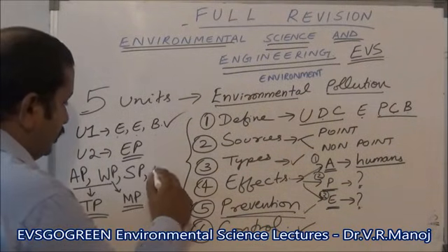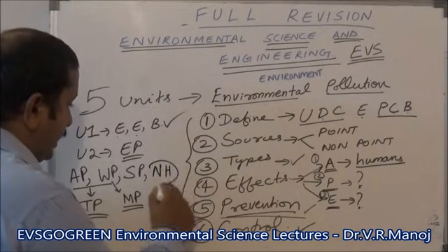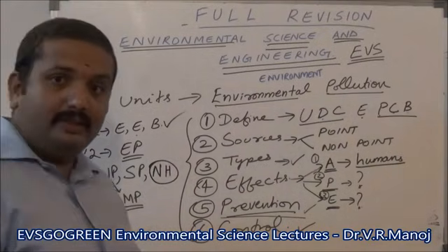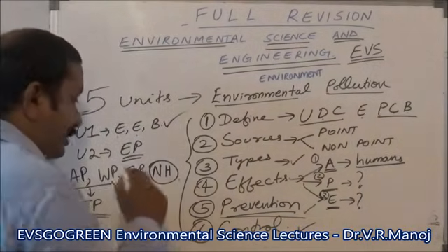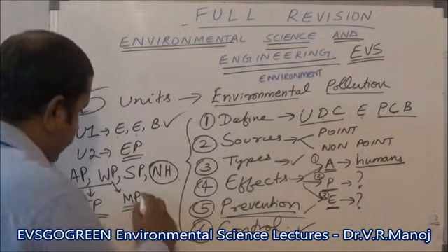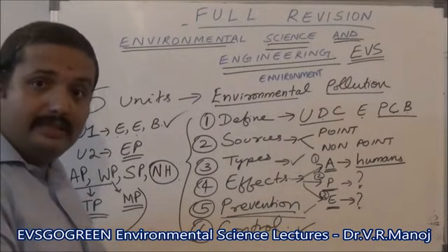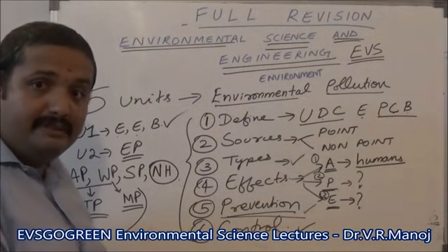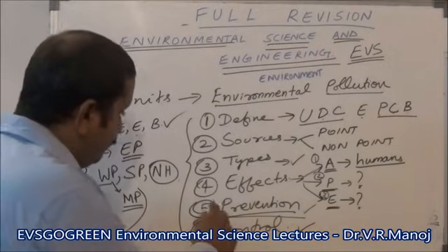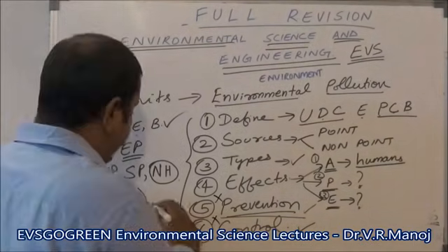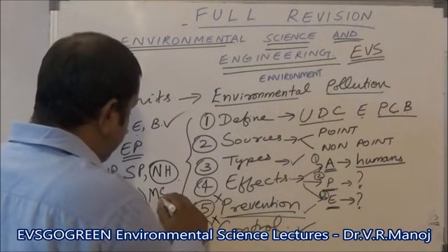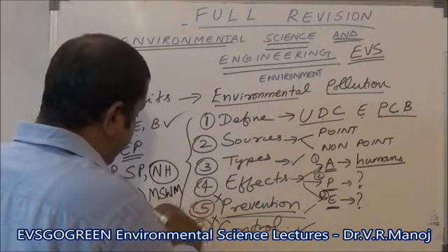And then you have what is called nuclear hazards. Okay, what is a potential nuclear hazard? You should learn. Then one of the most important types of pollution that you learn is solid waste management. Now solid waste cannot be prevented, it cannot be controlled, it can only be managed. That is why you call it municipal solid waste management.